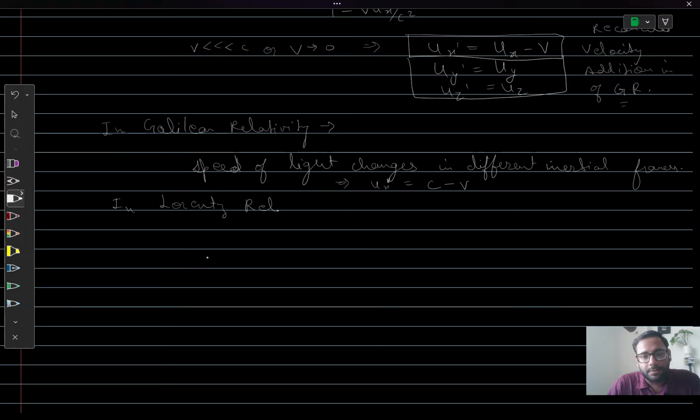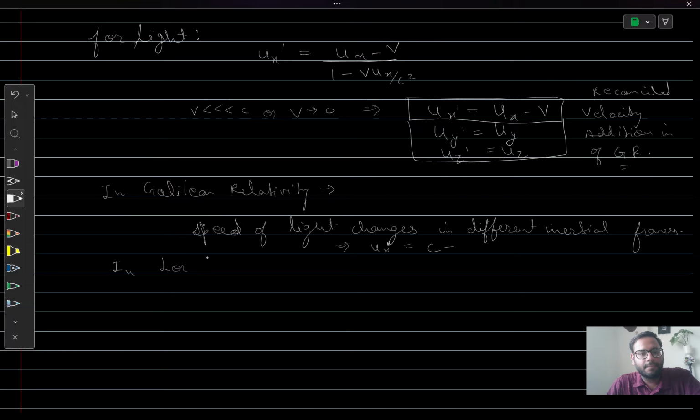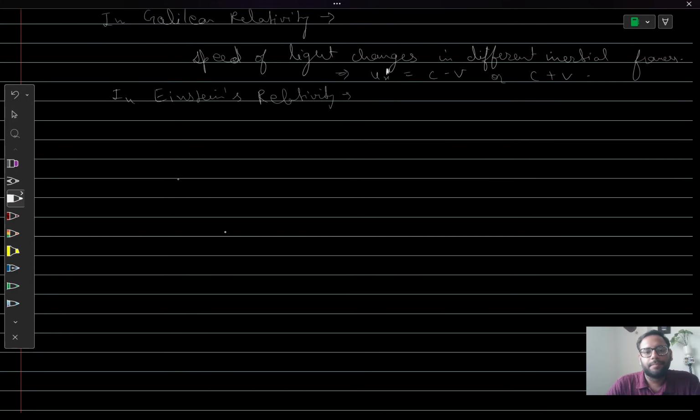But in Einstein's relativity, this is prime, c minus v, c plus v, you can say it like this. So in Einstein's relativity, we have Lorentz transformations. Speed of light should be constant.